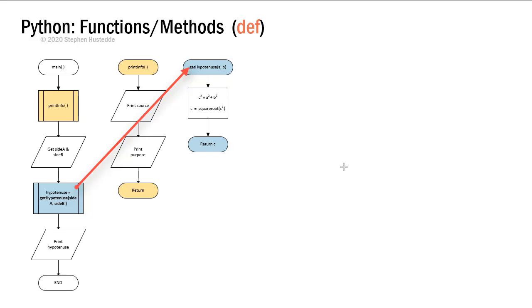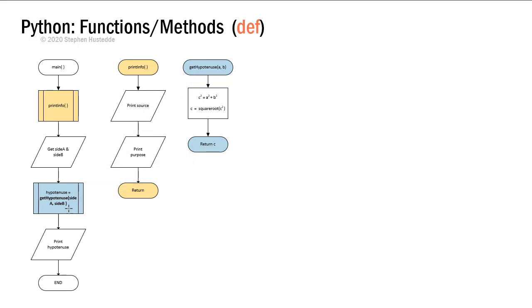So c squared equals a squared plus b squared. C equals the square root of c squared. And we're going to return, in this case, a value of c back to our calling statement. And c would be assigned to hypotenuse, just like earlier we saw xyz equaling the input of some value.